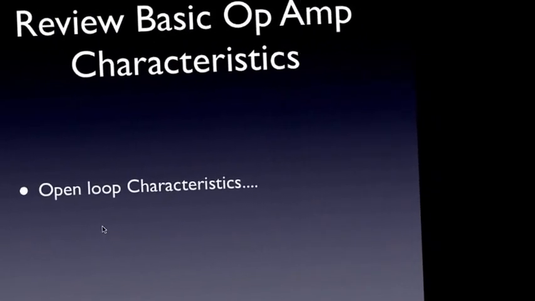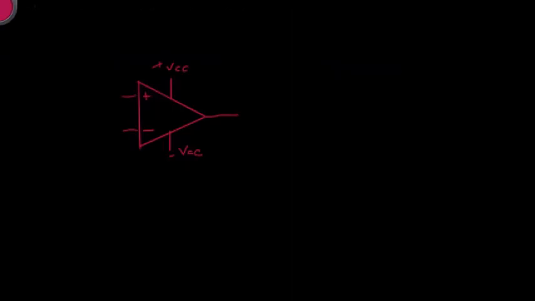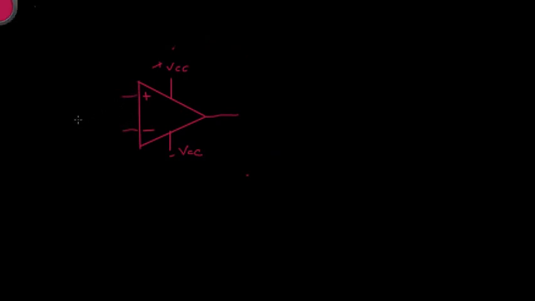The first thing we're going to do is look at op-amp open loop characteristics. As I go here and I have an op-amp, what I have is the two supplies. These will typically range from 5 volts to 18 volts. This is my positive supply. This is my negative supply. And we see here that we have a very large resistance between V plus and V minus. According to the data sheet for a TL084, it's approximately 10 to the 12th ohms.